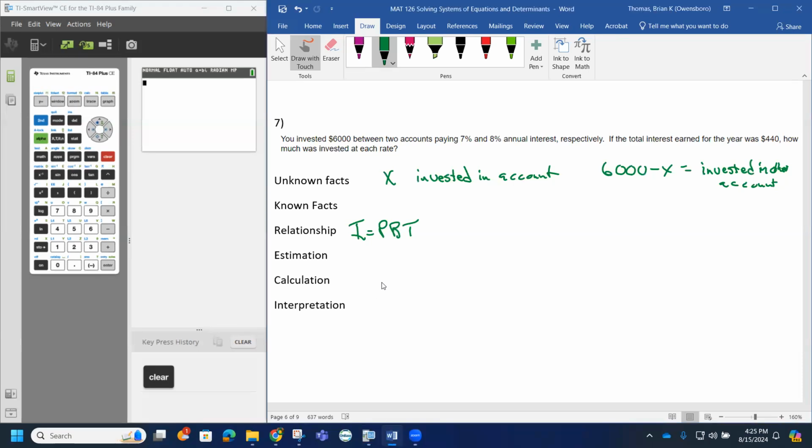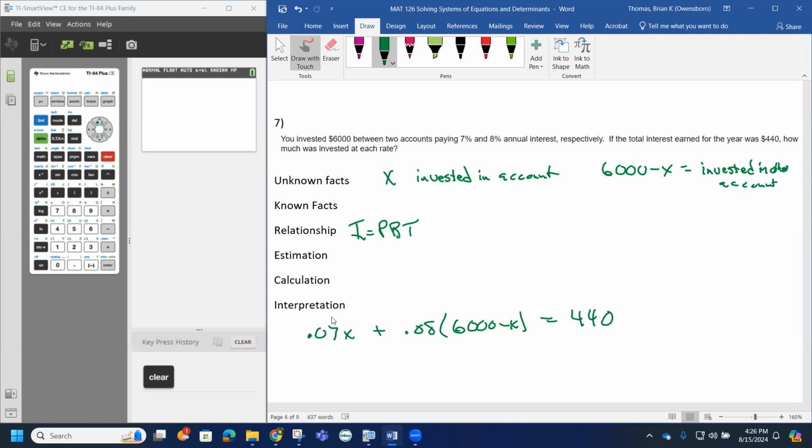So it seems like what we got going on here is, and again, I like to put the unknown on the end. So the rate and the time, again, the time is 1 year, so it's actually going to drop out of the problem. So really it's just the rate and the amount invested going on here. So what I'm picking up on is like the 7%. If I multiply 0.07 times what was invested, that's going to tell me the interest earned on that one. And then the 0.08 times the 6,000 minus X, that's going to tell me how much interest is earned on the other account. And altogether, we know that's going to be the total interest, which is $440.